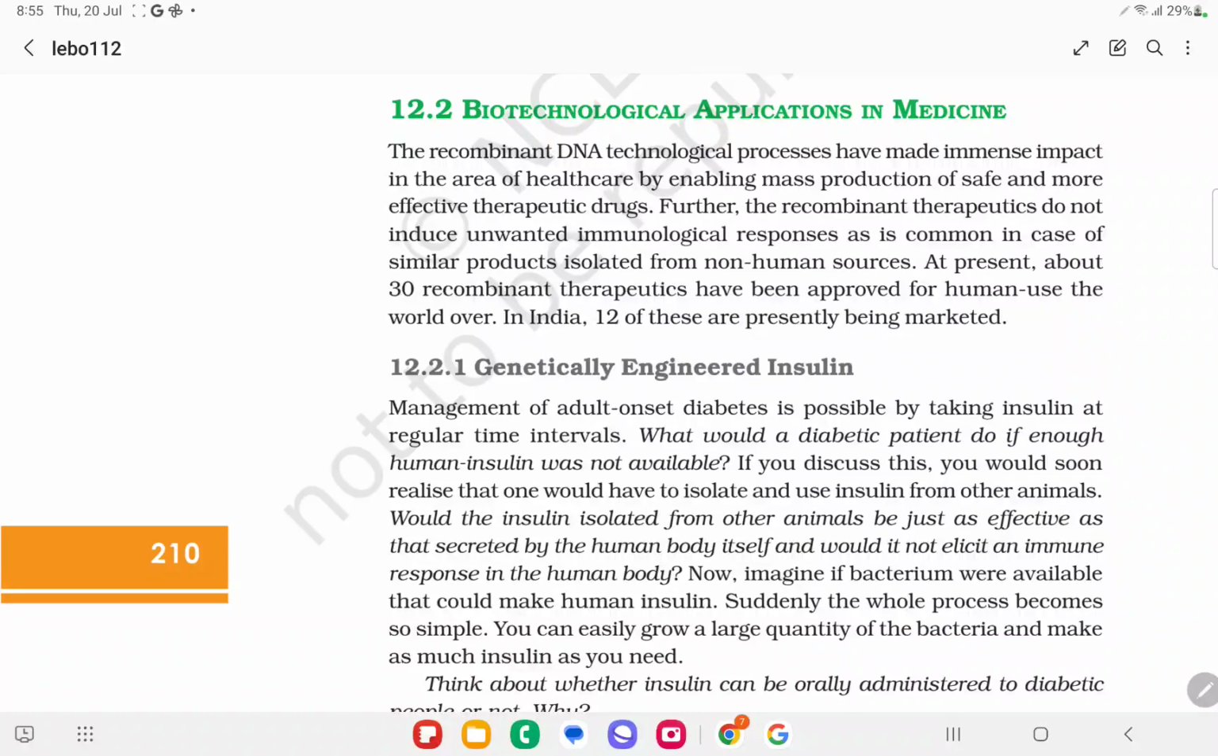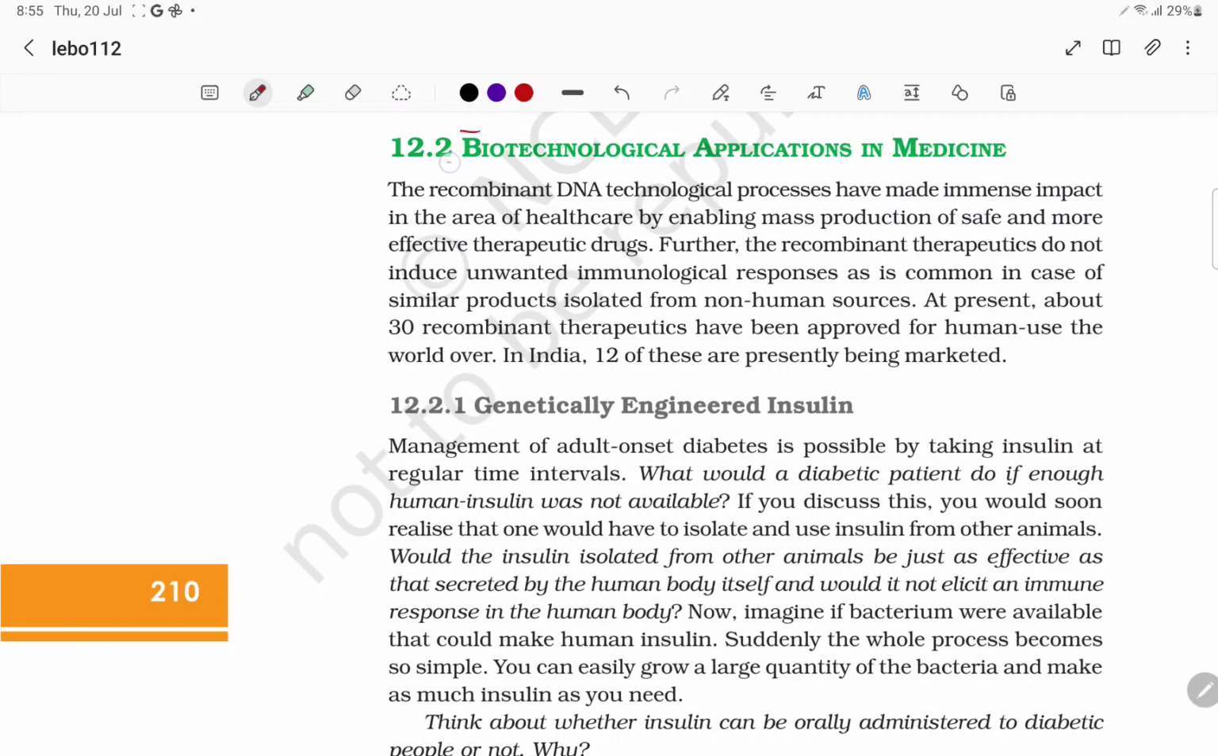About biotechnology application in medicine, right? So the recombinant DNA technology process has made immense impact. So what is recombinant DNA technology? It is none other than taking the gene of interest and inserting it into the plasmid, right? After inserting into the plasmid, this gene we call recombinant DNA.